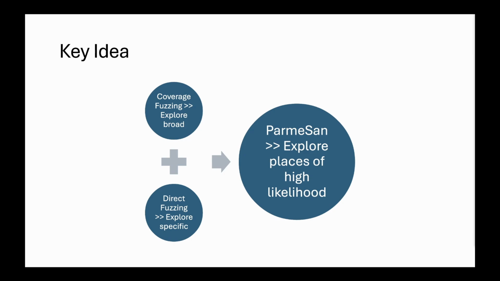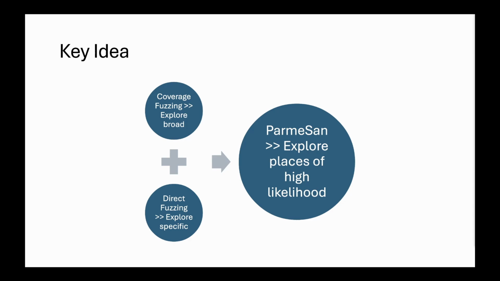So how does this tie into ParmeSan and its key idea? Well, the key idea is surprisingly simple. Basically, we're taking the best of both worlds and combining it into a way that we're able to explore places of high likelihood while also not suffering from the downsides of directed fuzzing and coverage fuzzing. And the way to do this is by utilizing sanitizers.